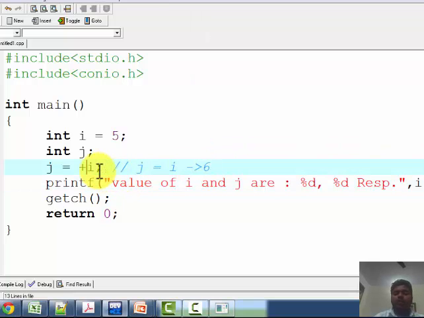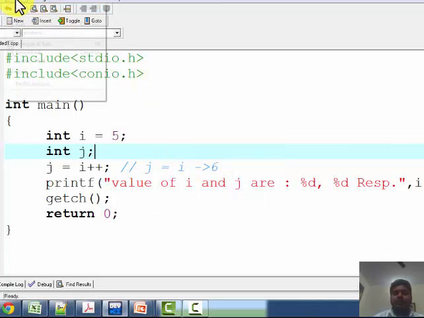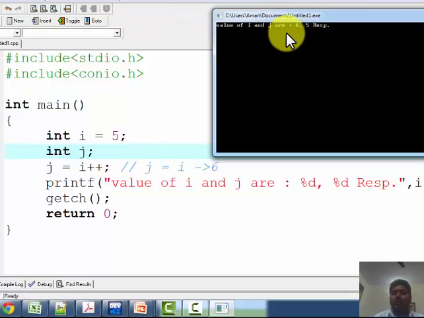Now we will be using post in this. I will recompile it and run it. So now there is a difference in the output. Now we are getting value of i is 6 and value of j is 5.